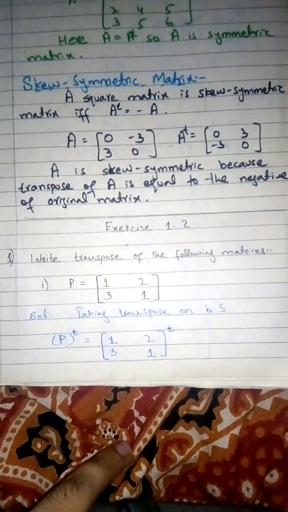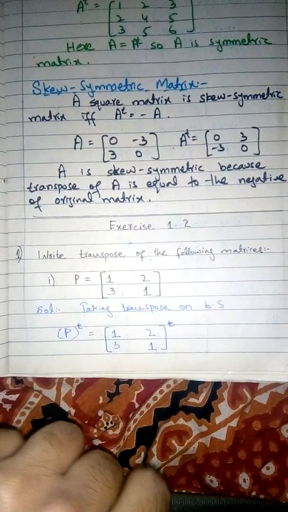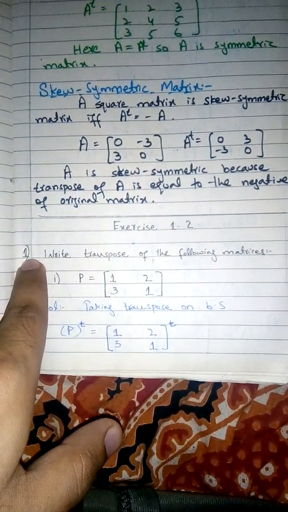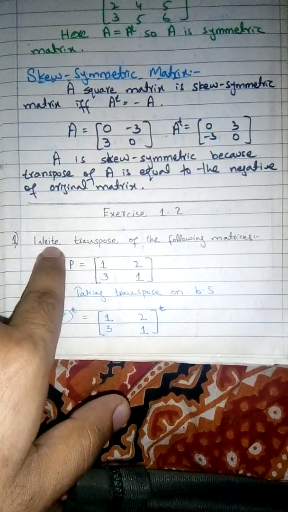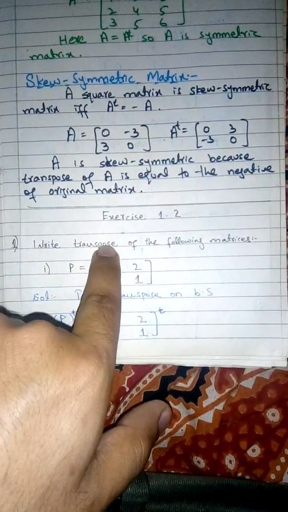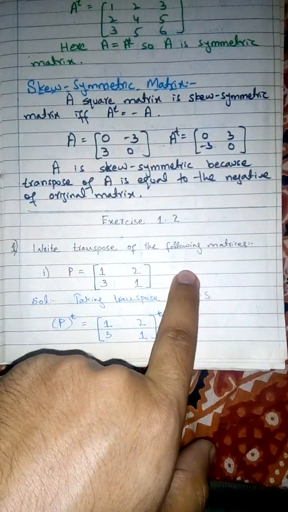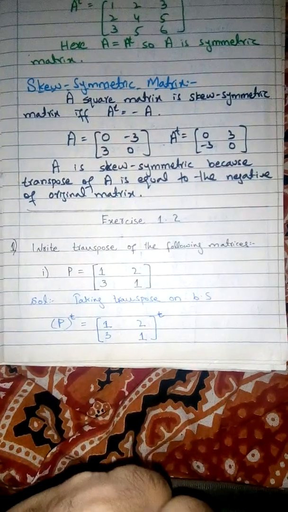So if you look at exercise 1.2, the question number is 1, and what it is saying in question number 1 is: write the transpose of the following matrices. So in this question you have to write the transpose of each matrix.